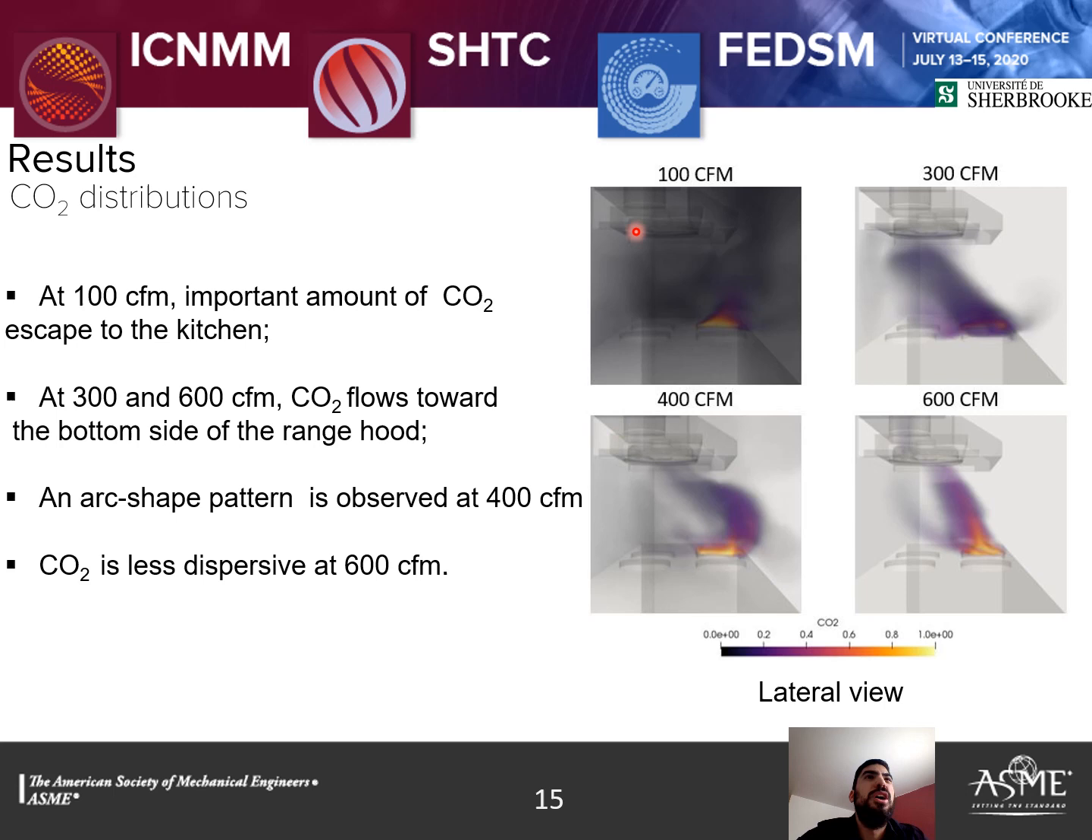In the lateral view, you can see here at 100 CFM, we have an important amount of CO2 escaping into the kitchen. But at 300 CFM and 600 CFM, the CO2 flows toward the bottom side of the range hood, and at 400 CFM, an arc shape is observed toward the kitchen. At 600 CFM, the CO2 is less dispersive compared to the other flow rates.